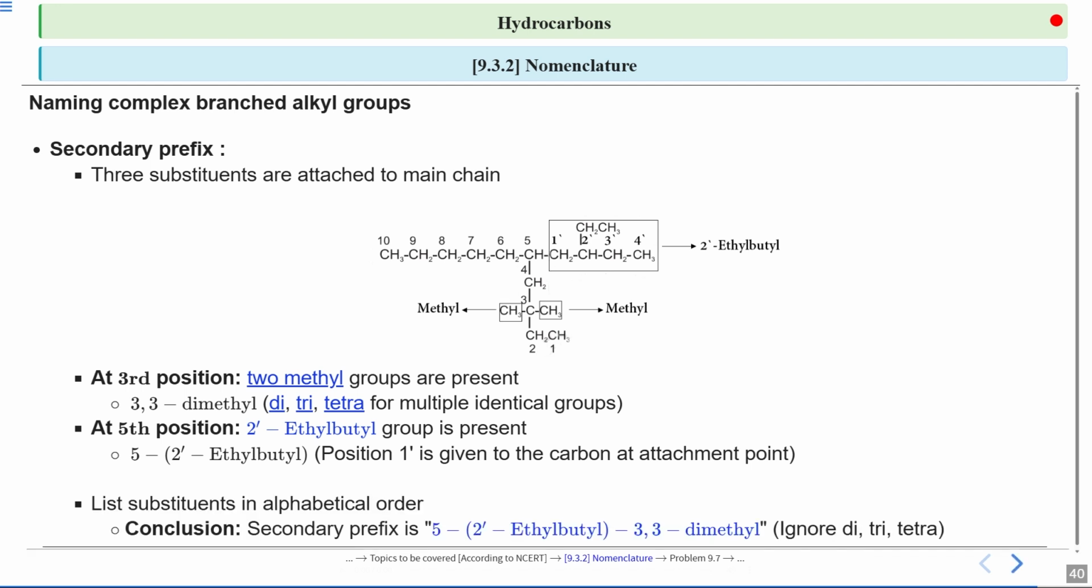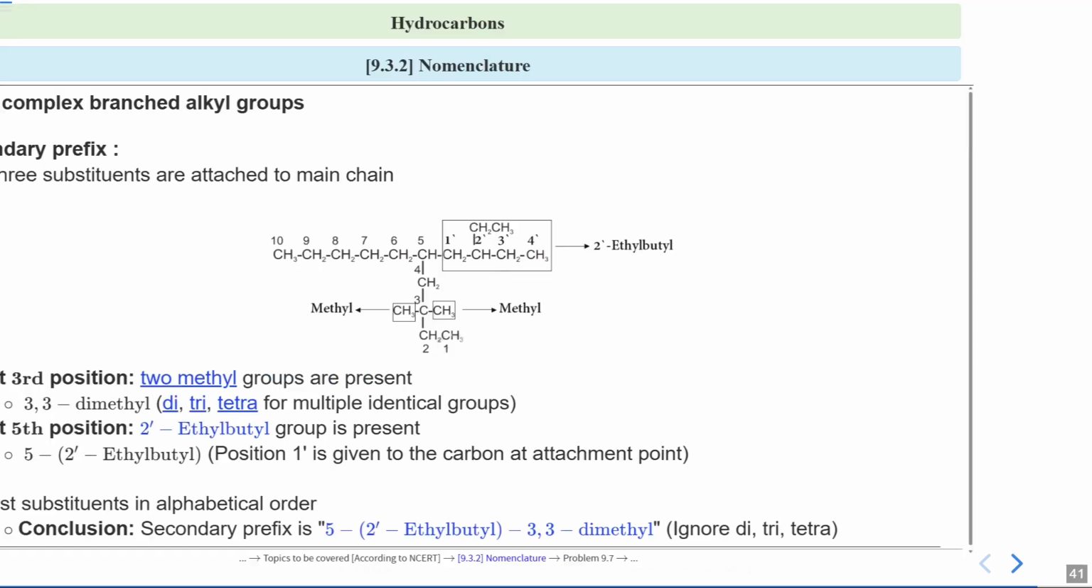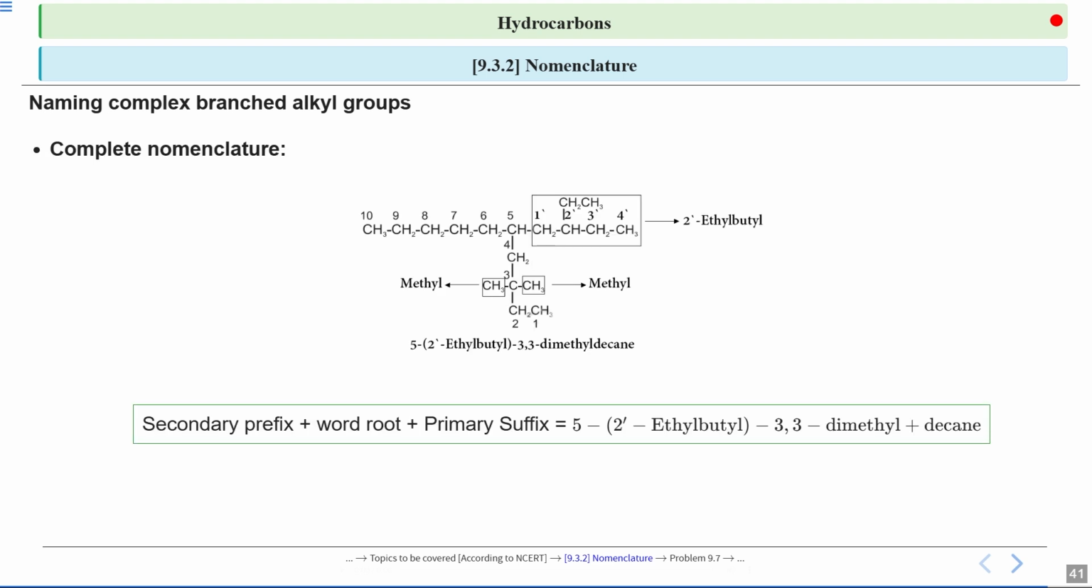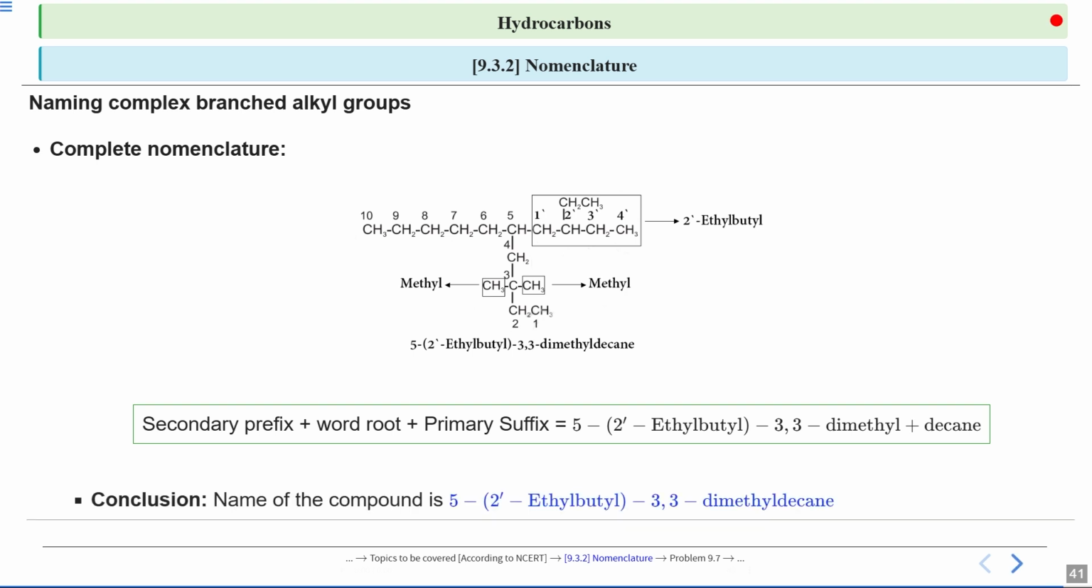Finally, we can just write them together and give the complete name as 5, then in the bracket 2-ethyl-butyl, then after closing the bracket 3,3-dimethyl. So this is the secondary prefix for the given compound. Now placing them all together, the complete nomenclature will include the secondary prefix, word root and the primary suffix. Therefore, the complete name is 5-(2-ethyl-butyl)-3,3-dimethyl decane.